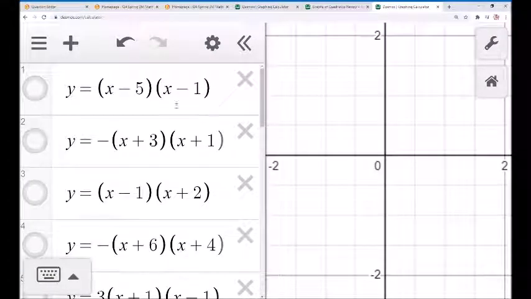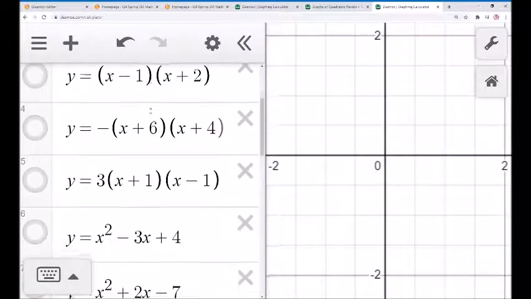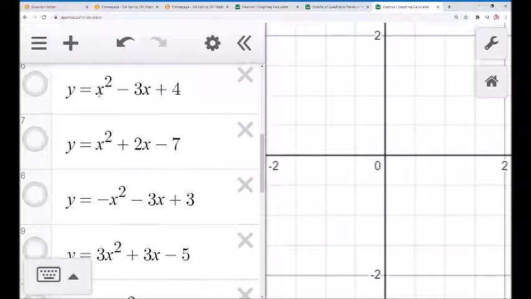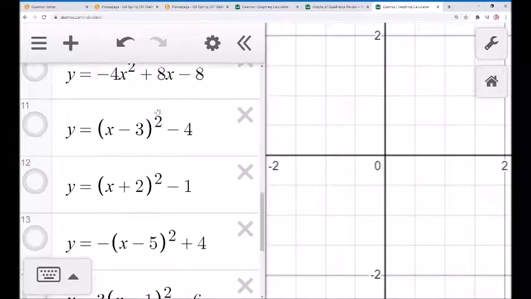Okay, this morning we're going to look at what each form provides information for. We have factored form here, which is sets of two brackets. We have standard form, which is the x squared, x, and then a constant. Then we have vertex form, which we've taken a look at already.